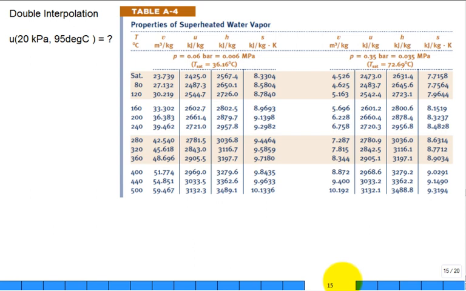Professor, this is so old school. Yeah, but it's so easy. Come on, linear interpolation. It's easy. Double interpolation, just as easy. And you might anticipate a problem where you need to do double interpolation.